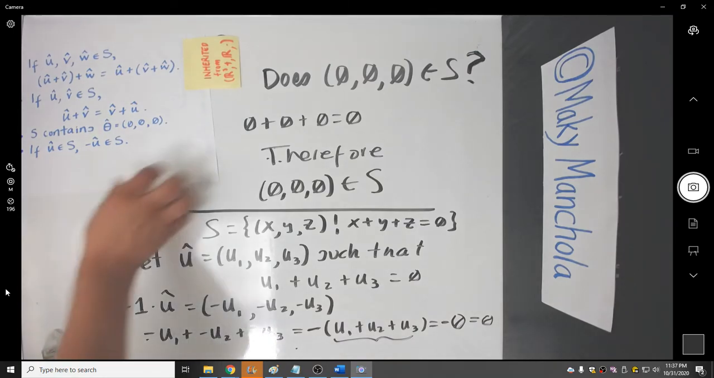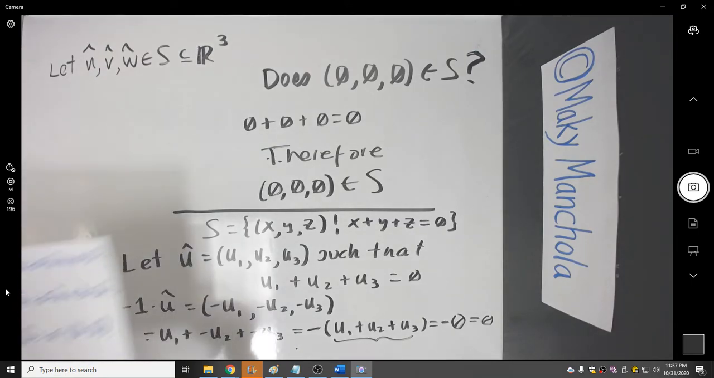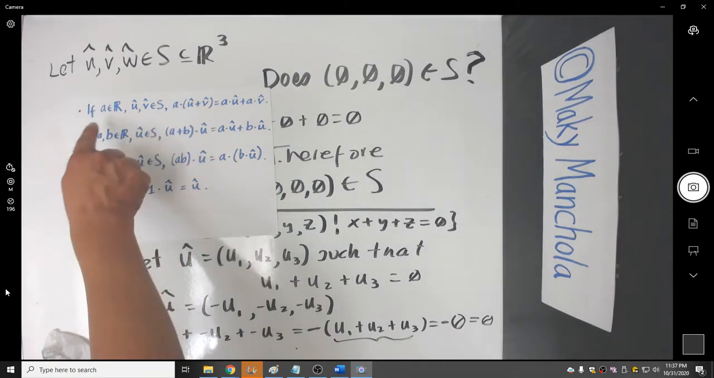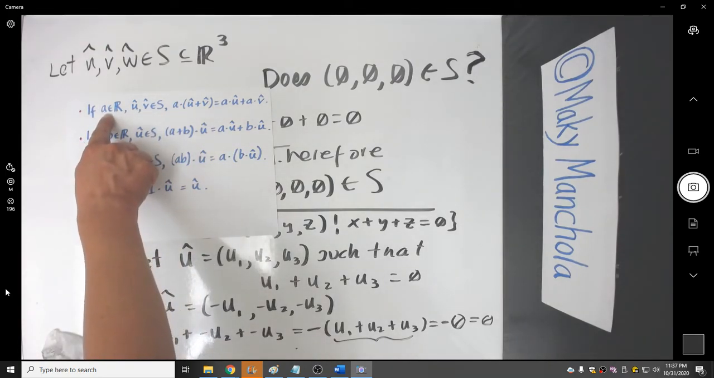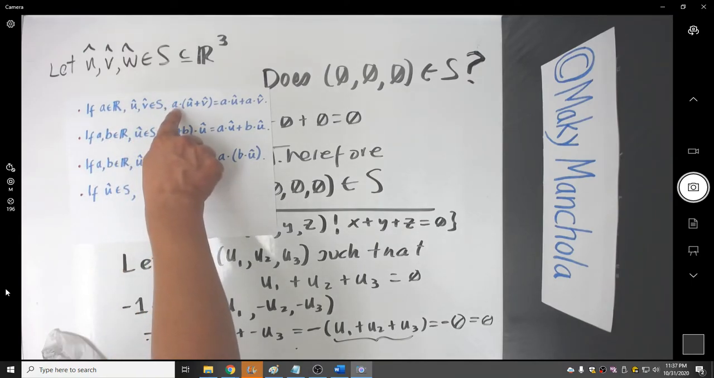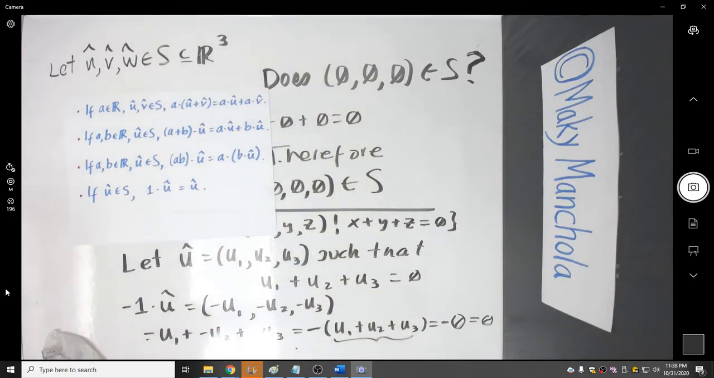Okay, last four properties of linear spaces. We need to verify that if A is a real number, and U, V are elements in S, distribution of scalar multiplication over vector addition is satisfied.